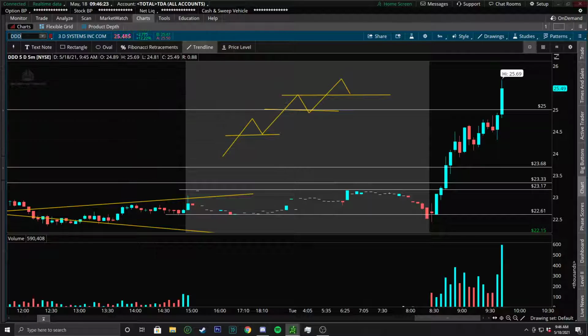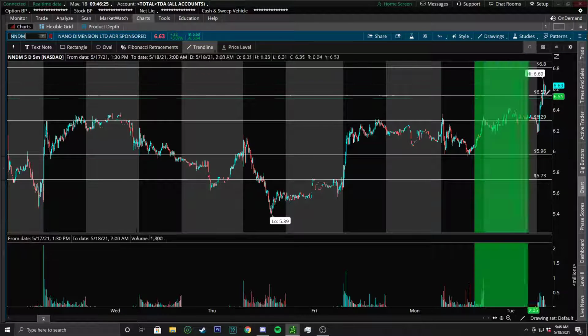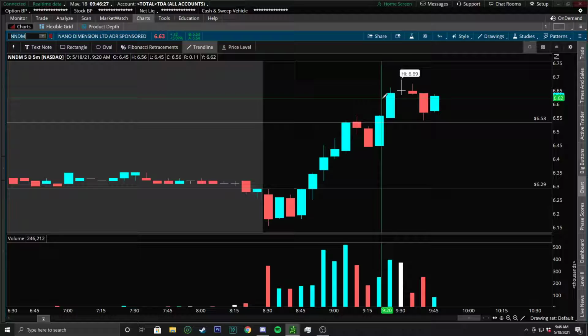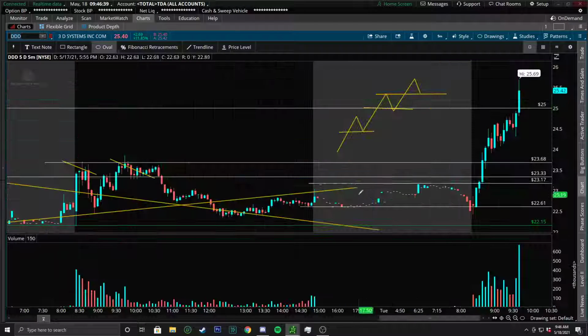Which actually, let's go check out NNDM. It's probably moving as well. Yep. See, it's trying to do that staircase. It's trying to do that 80% entry. That's what an 80% entry is. It's just the retake of that control. You're just seeing a more confirmed control, is really all you're seeing. So let's go back to DDD.